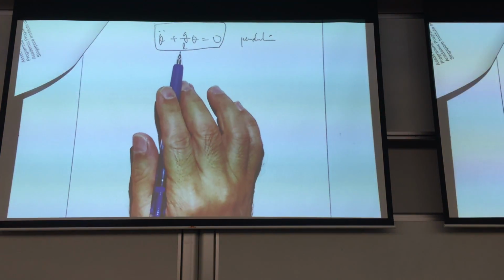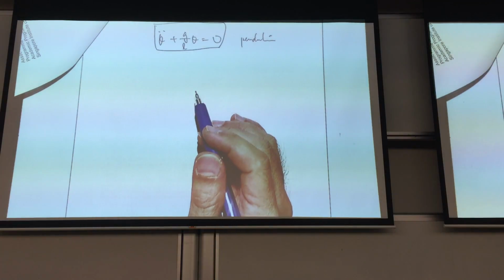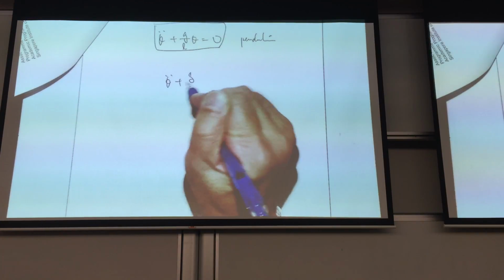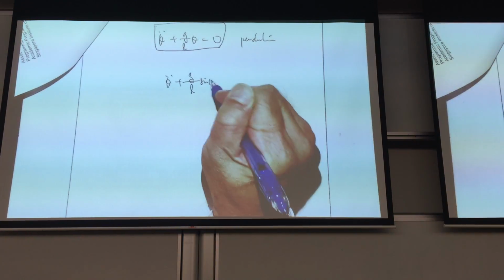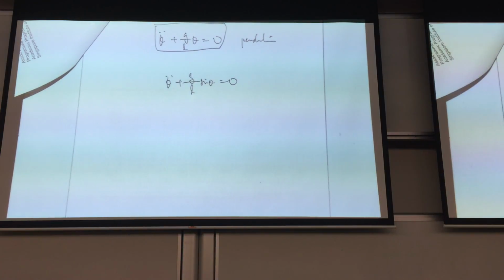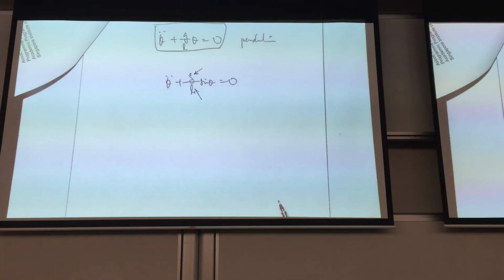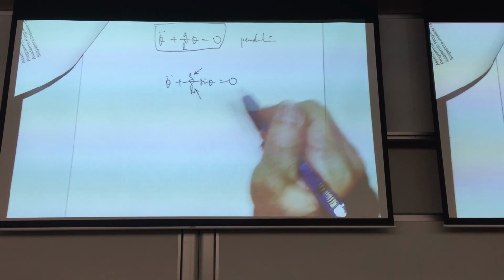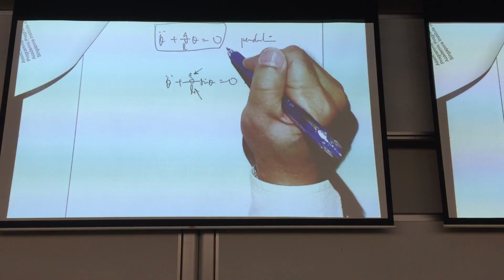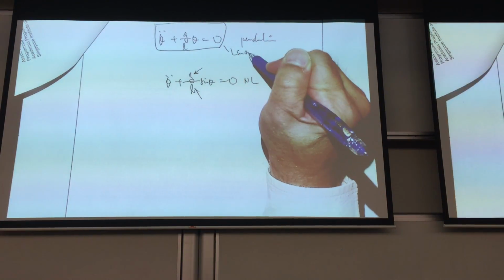Theta double dot plus g over L theta is equal to 0. Okay? In your non-linear state, you have theta double dot plus g over L sine theta is equal to 0. G is your gravitational constant, and L is the length of your pendulum. So in this case, this is a non-linear equation, and this is a linearized equation.